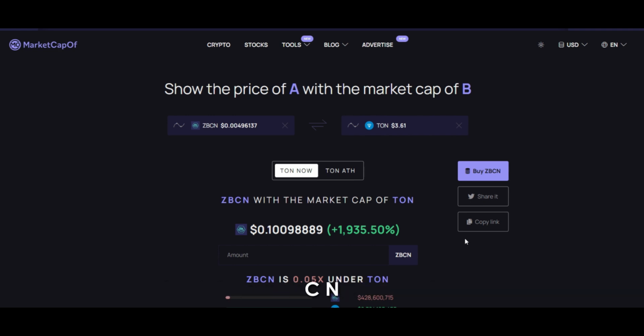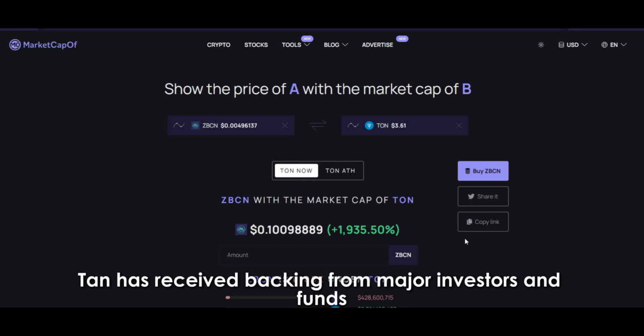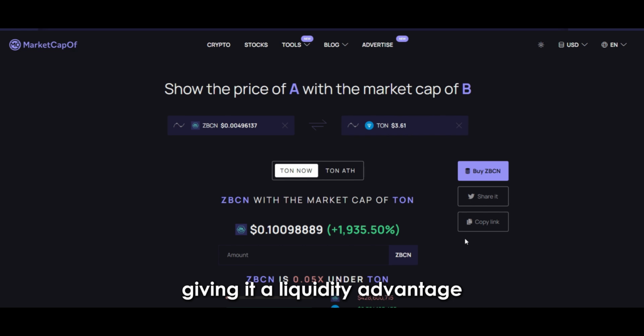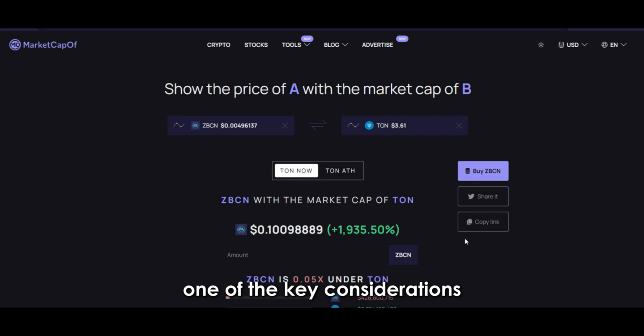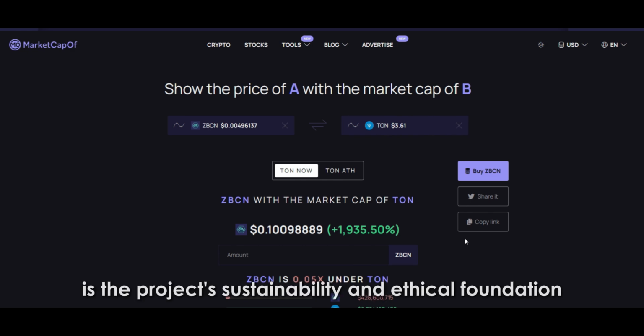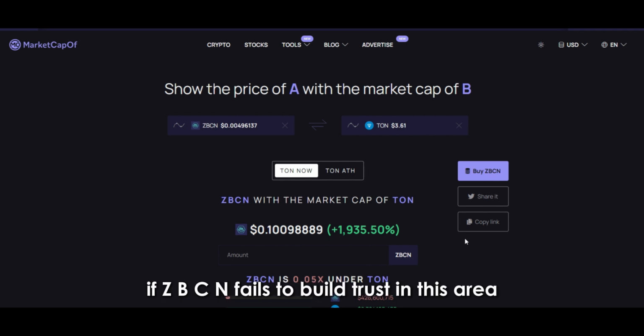Fifth, ZBCN must improve its credibility among institutional investors. TON has received backing from major investors and funds, giving it a liquidity advantage. For ZBCN to follow a similar path, it needs transparent governance, regular audits, a professional team, and institutional partnerships. One of the key considerations for investors in the crypto world is the project's sustainability and ethical foundation. If ZBCN fails to build trust in this area, replacing TON will remain a distant dream.